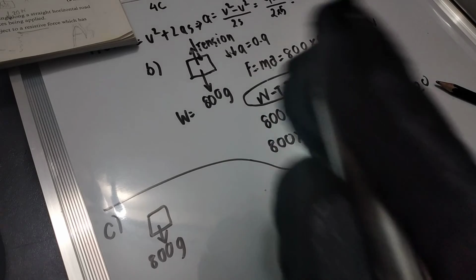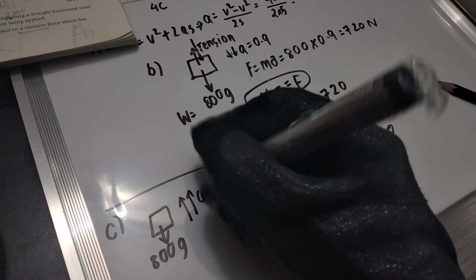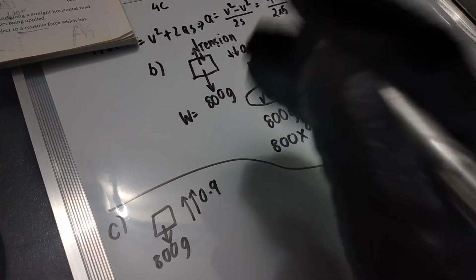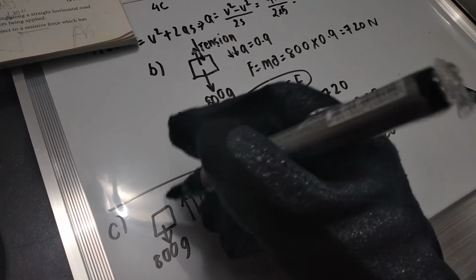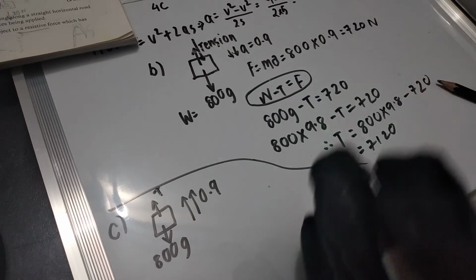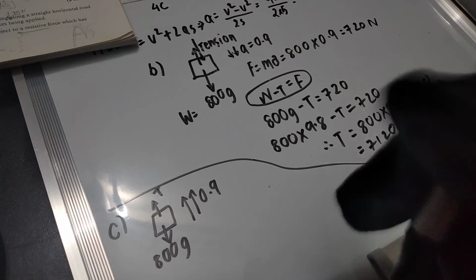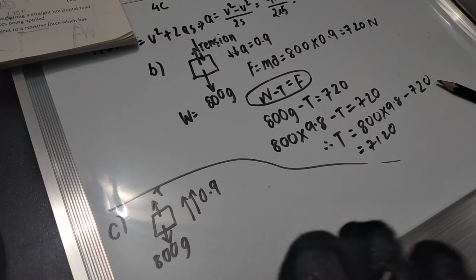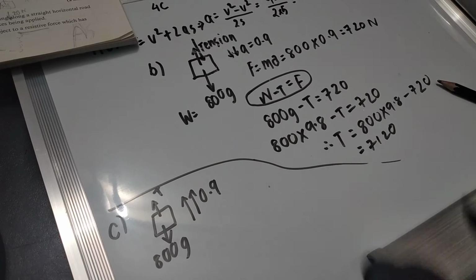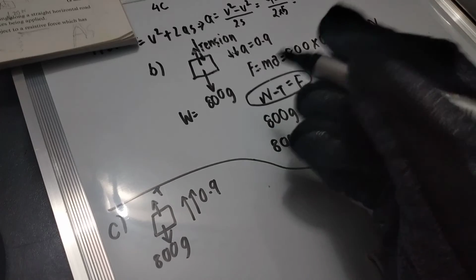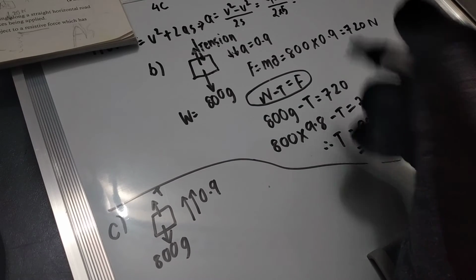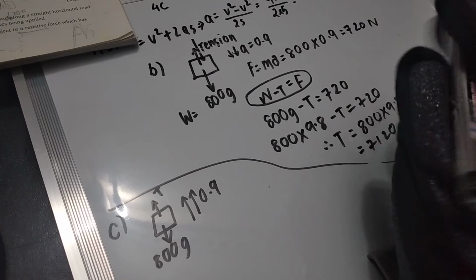Now as it is moving upwards, the acceleration is 0.9. It's upwards as well. The tension is again T, because the rope is pulling it upwards, the weight is pulling it down, pushing it downwards. So this is the scenario again, but this time acceleration is upwards. That's the difference between B and C. We know the resultant force again, it's the same.